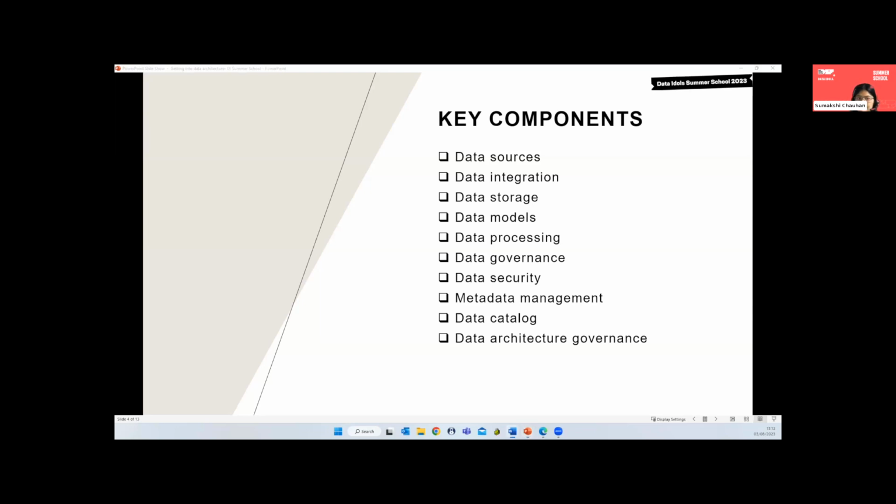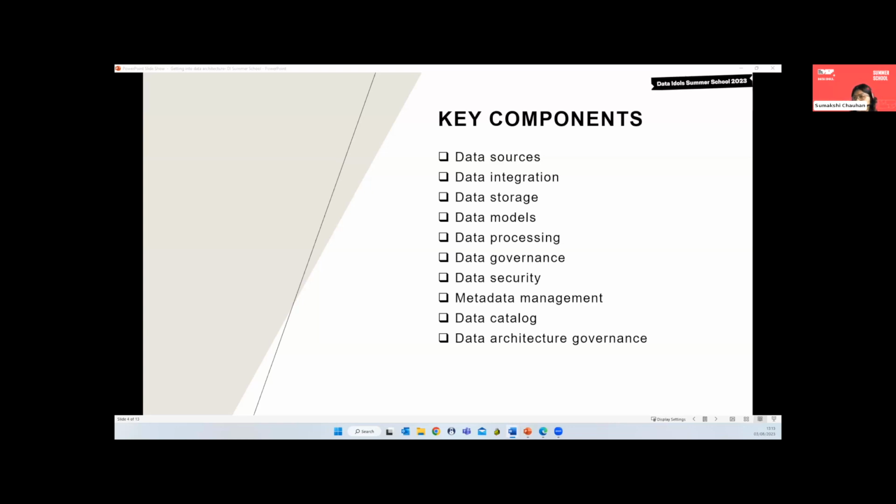Next up is data security, which addresses the protection of data from various unauthorized accesses or any attacks. It includes things like access controls, encryption, and other security measures just to safeguard the sensitive data.